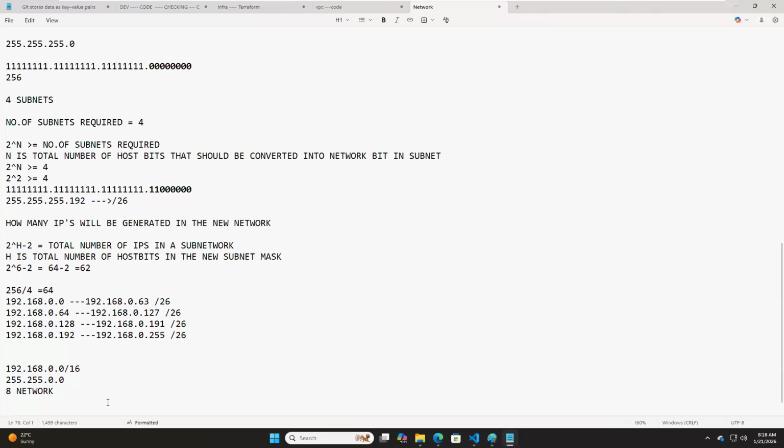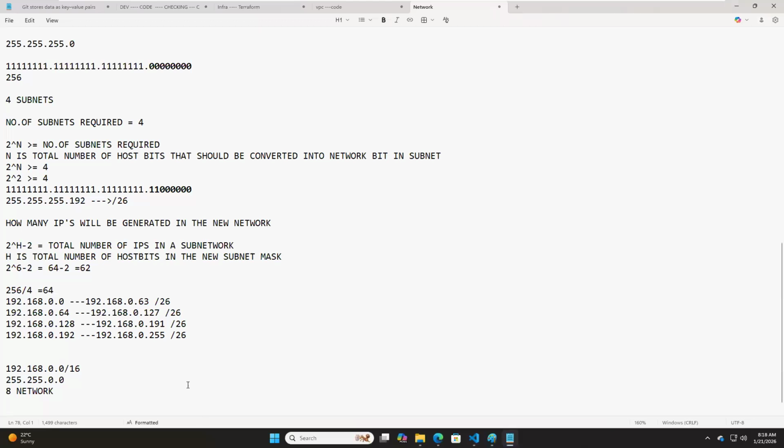And the network ranges will be 192.168.0.0. That will be the starting network. And the next network will be 192.168.32.0. And then you are going to get 192.168.64.0, 192.168.96.0, 192.168.128.0, 192.168.160.0, 192.168.192.0, 192.168.224.0. So these are the 8 network portions, the 8 subnets that you are going to get.